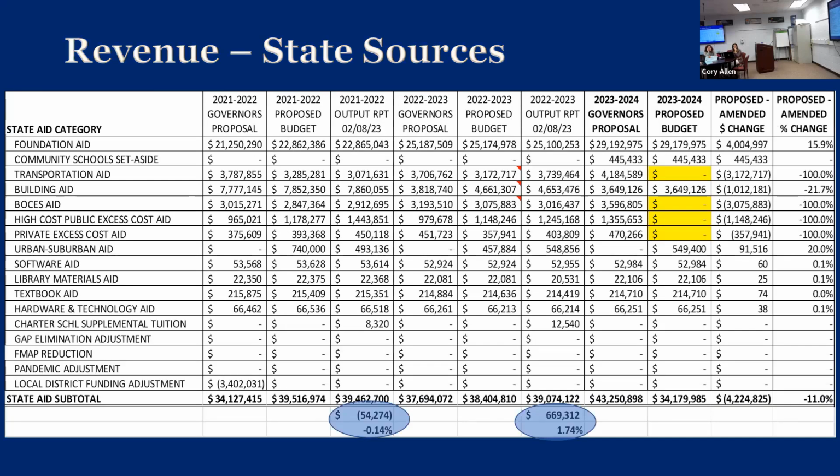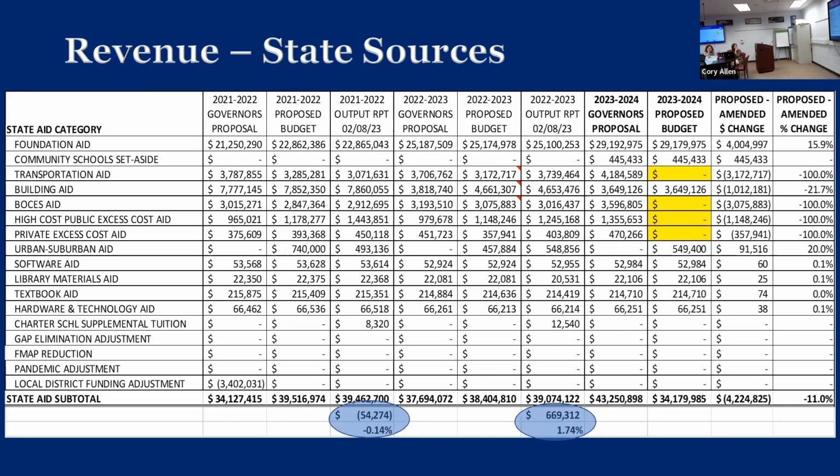Following that through 21-22, we were a little below what we had projected. For 22-23, this is what's projected right now based on the state aid output reports, and we're to the good. Now we're going to look at the highlighted ones: transportation aid, BOCES aid, and public and private excess cost aid. The other aids are pretty well set.